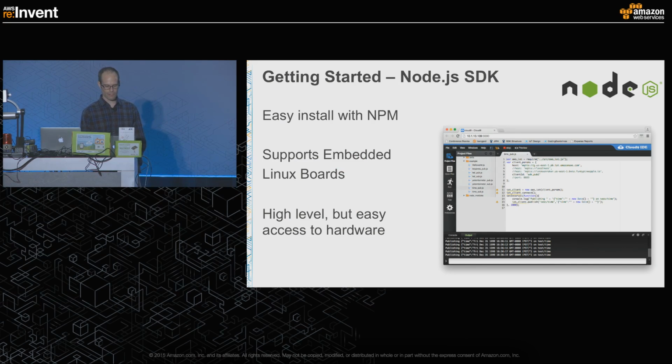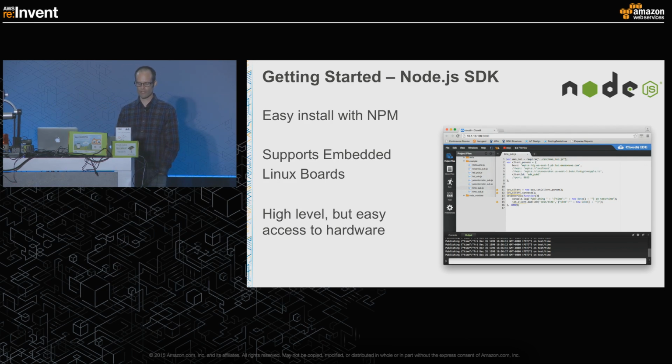So let's talk about the Node.js SDK. If you're running a board like a BeagleBone, Raspberry Pi, or Intel Edison, one that you can log into, you can run Node, this is a great option for you. It allows you to write code in a high-level language, and these board makers have made it really easy to write in a language like JavaScript, and you still have access to the hardware. So you can still do some really cool stuff. It's easily installed with NPM, so just npm install the library.